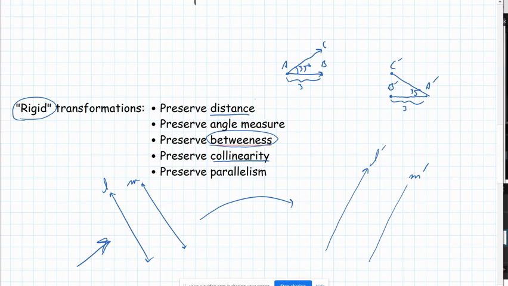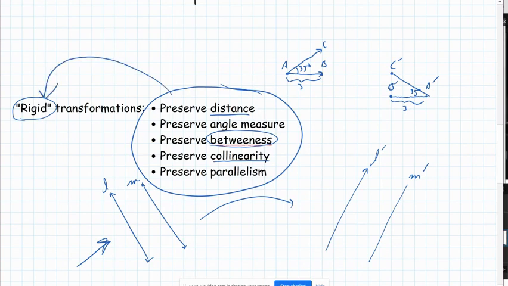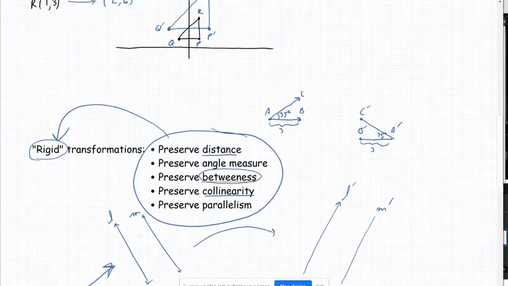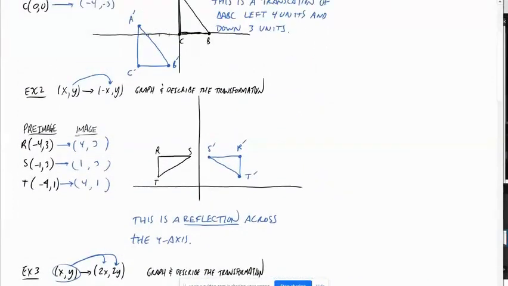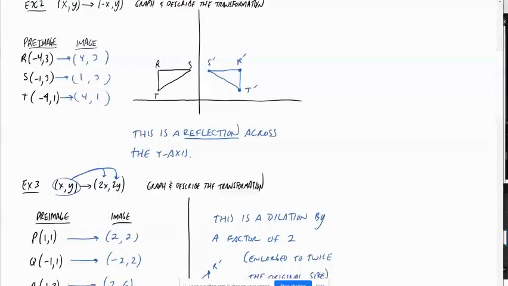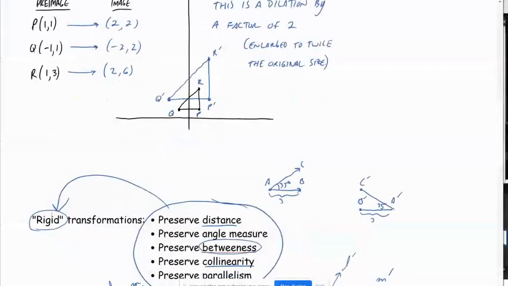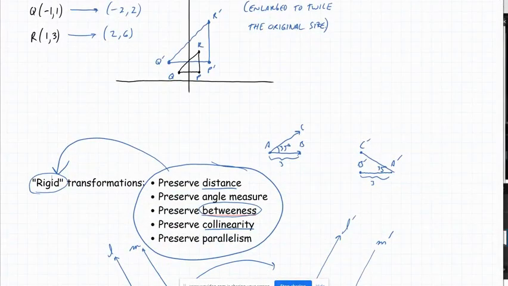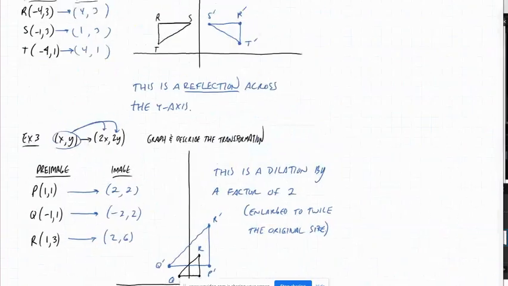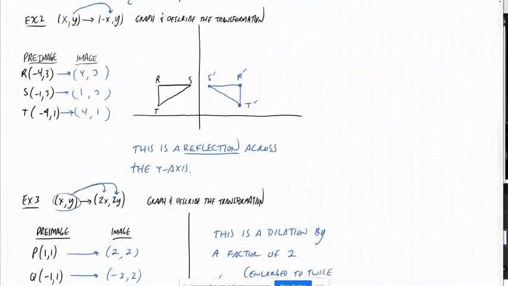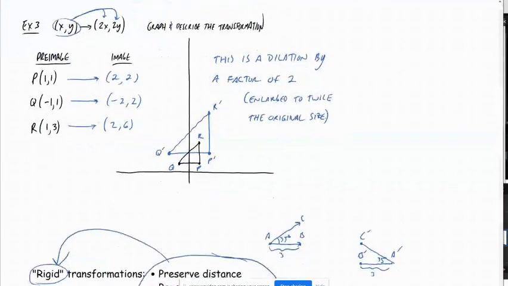Okay, so when all five of these things happen, we get a rigid function, or we call it a rigid transformation. Not all transformations do this. And so what I would like you to do now is look back through the three examples that we did, example one, example two, and example three, and decide, is it a rigid transformation or not? Is one a rigid transformation? Is two a rigid transformation? Is three a rigid transformation?